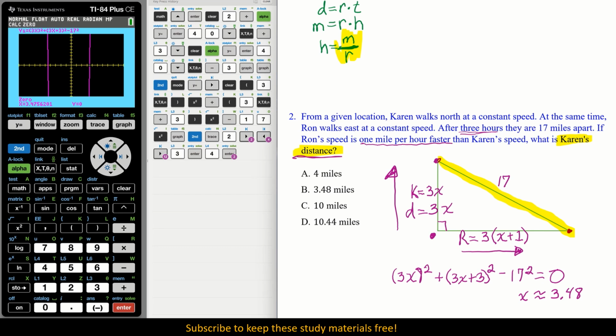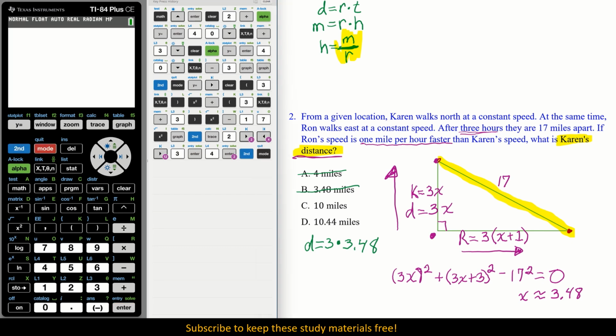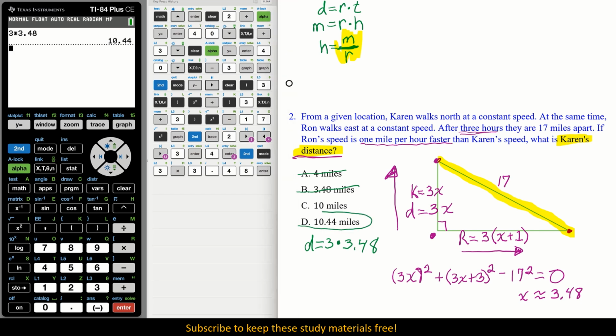Okay, but remember, to get Karen her distance, we need to multiply that times 3. So to get Karen's distance, D equals 3 times 3.48. Okay, now let's look at our options. Obviously, 4 is too small. B was trying to trick us to get us to select what x was. So we're down to C and D. So let's go second mode to back out. And let's say 3 times 3.48 and push enter. 10.44, and that would be option D.